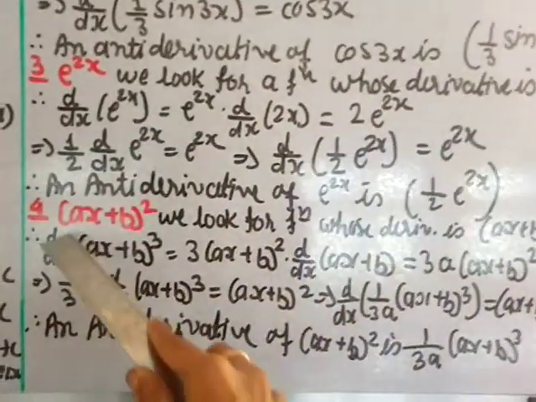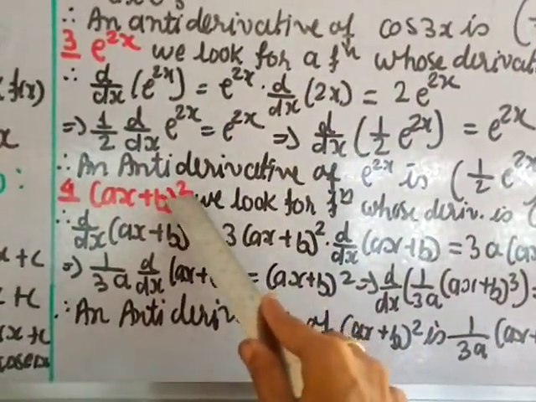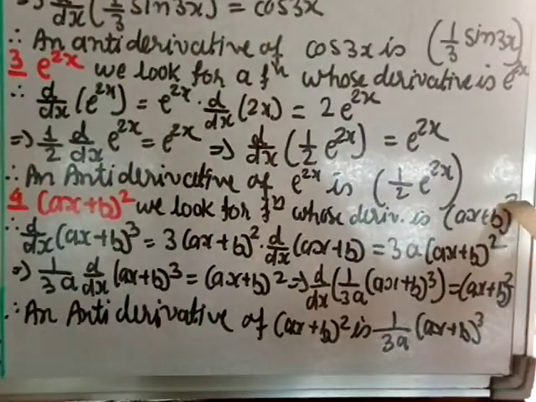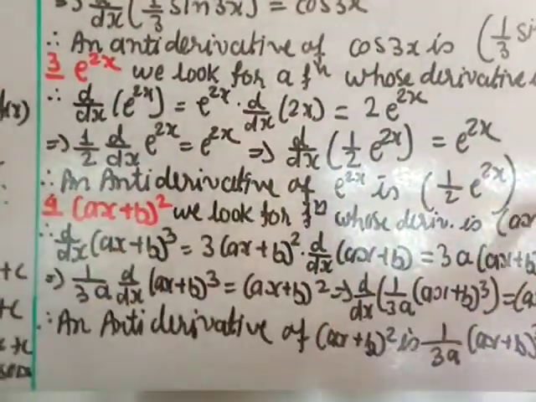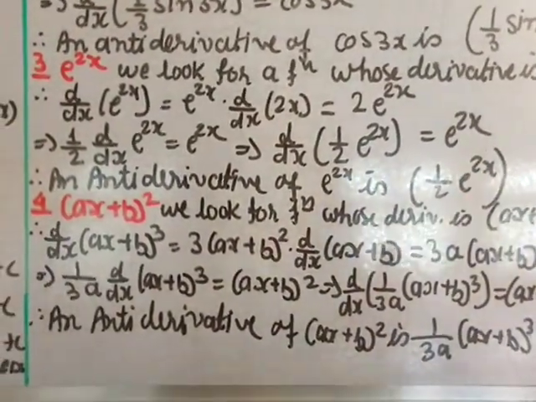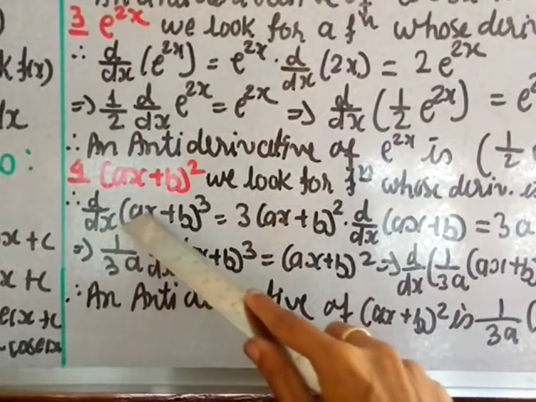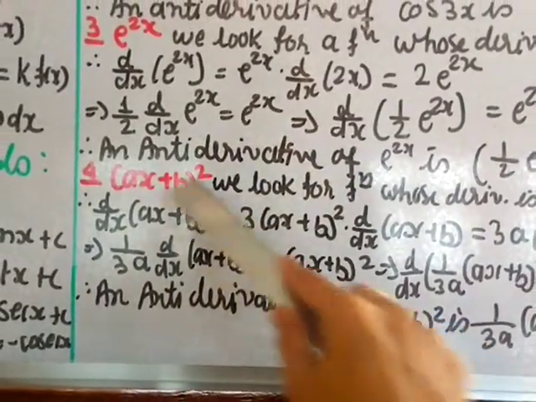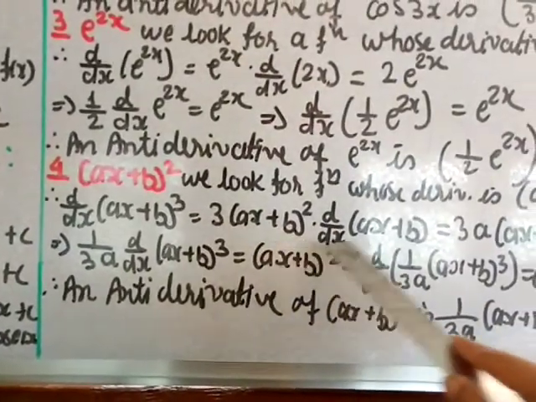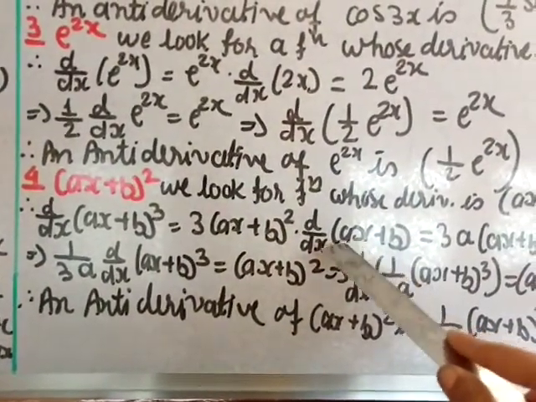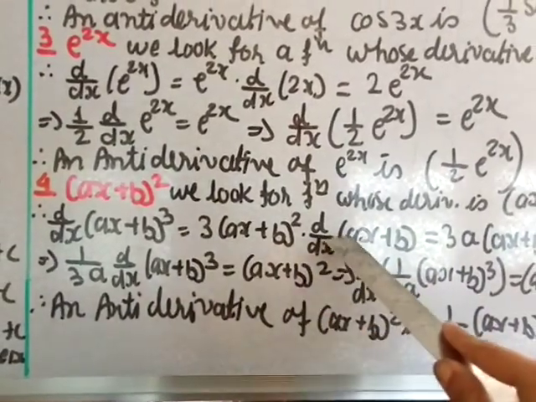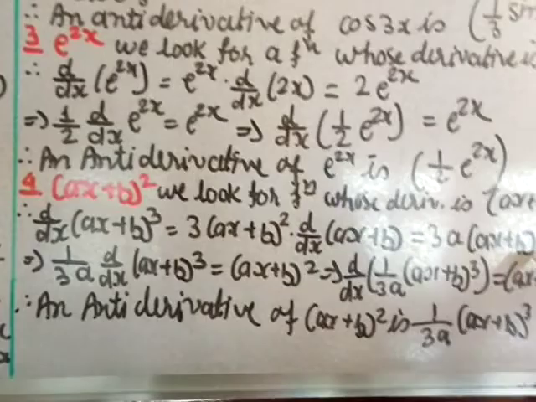Question number 4, ax plus b whole square. We look for a function whose derivative is ax plus b whole square. We know that if the power is 3, it becomes square when you differentiate. So I will take d by dx of ax plus b power 3. Then you differentiate, so 3 ax plus b whole square. Again you differentiate ax plus b: x gives 1, a remains as it is, b becomes 0. So you get 3 into a into ax plus b whole square.